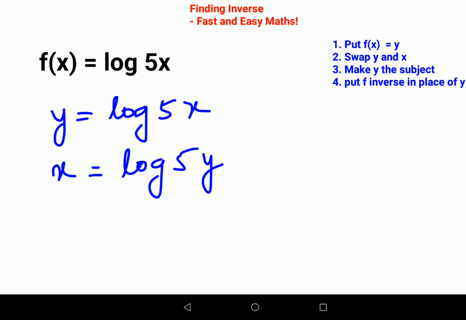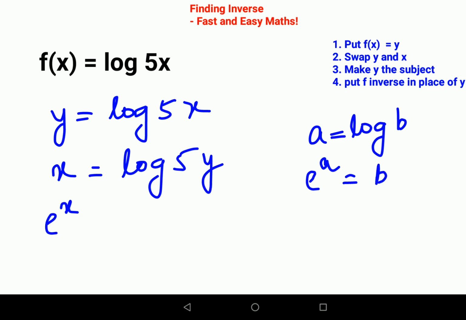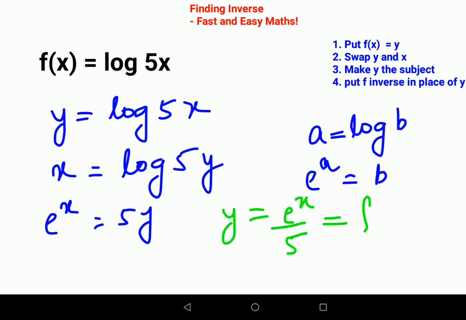So please understand, if a is equal to log b, then if you want to shift this, we get e raised to a is equal to b. So here we'll have e raised to x is equal to 5y. Again I just want a y on this side, so y will be nothing but e raised to x upon 5, and this is nothing but your f inverse. I hope now this is making more sense to everyone.